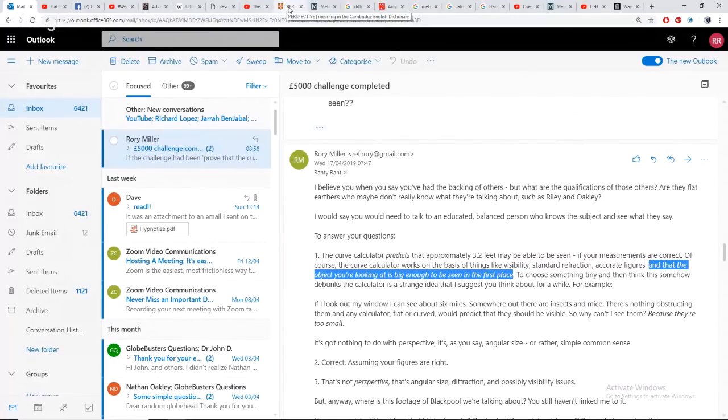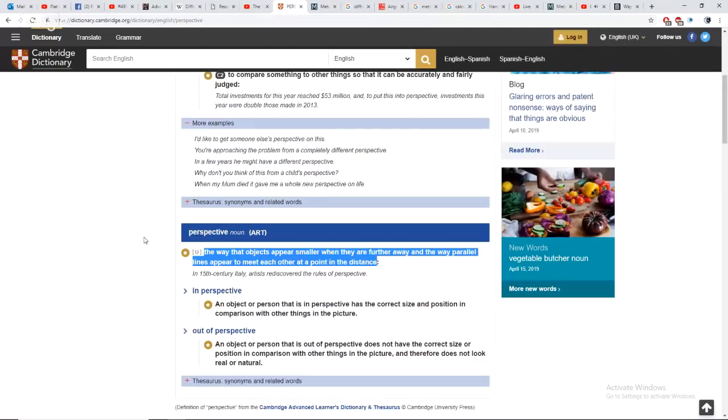If we look at perspective in the Cambridge English Dictionary, what we have here is perspective: the way that objects appear smaller when they're further away, and the parallel lines appear to meet each other at a point in the distance. Yeah, that's perspective. The most important part here is the first part, the way that objects appear smaller when they are further away, because obviously that is perspective. That's our whole argument. Things appear smaller when they're further away.